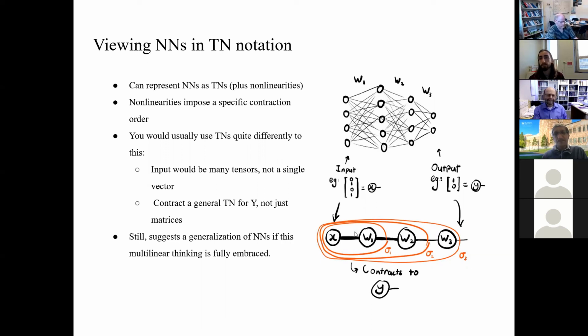Because of the nonlinearities, you can't just contract these in any order now. You have to contract the vector with the matrix first and then do the nonlinearity. People talk about bubbling when they talk about contraction orders in tensor networks. It's like you draw a series of bubbles to represent how you're going to contract the tensor network. These nonlinearities impose that bubbling. That's why I call it nonlinear bubbling.